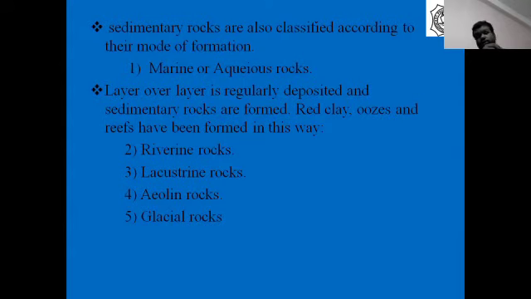Aeolian rocks. These rocks are formed by wind. Next, glacial rocks. These rocks are formed by the depositional work of glaciers.